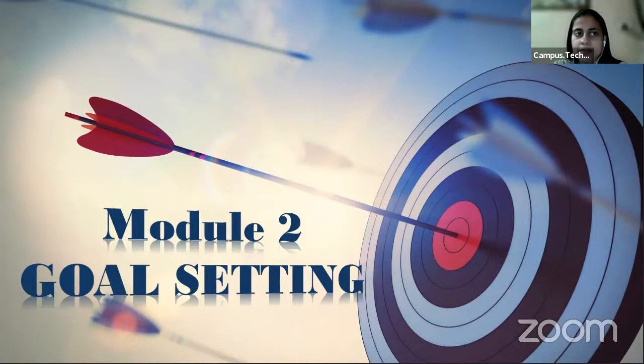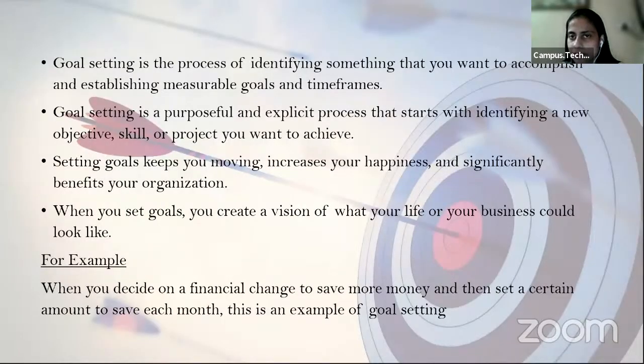Now let's discuss what goal setting is. Goal setting is the process of identifying something that you want to accomplish and establishing measurable goals and a time frame. So it is the process of identifying what you want to achieve, what you want to accomplish. When we are doing goal setting, make sure your goals are achievable, measurable, and have a time frame to achieve them.